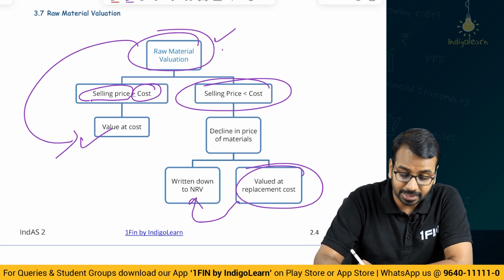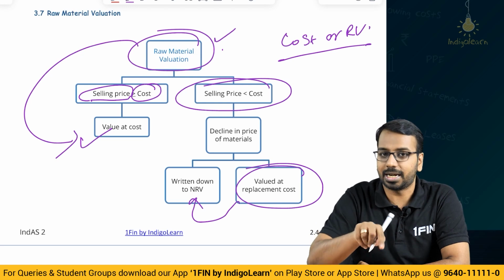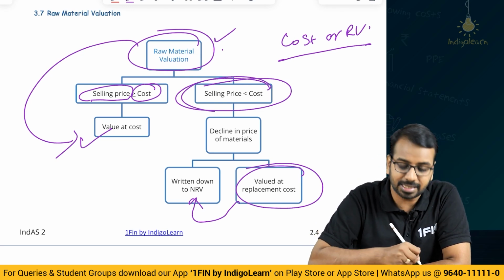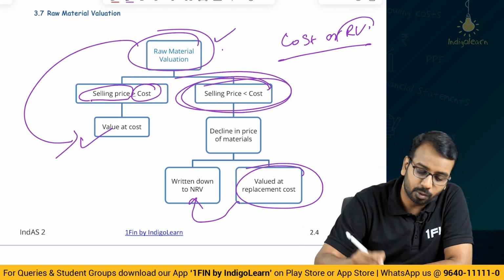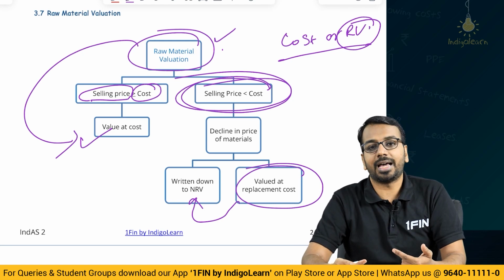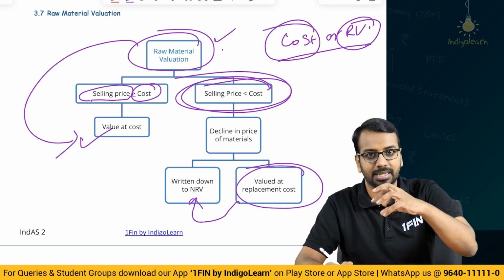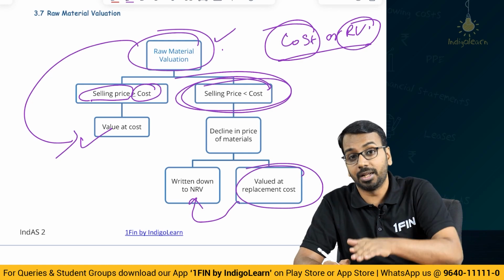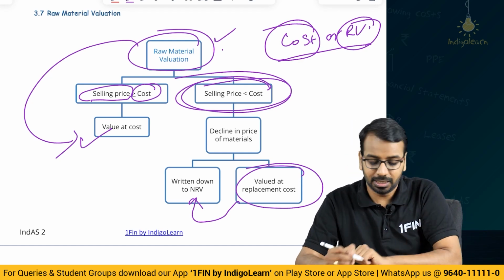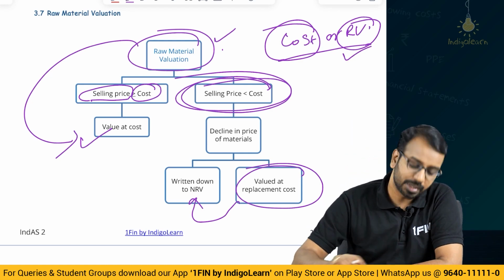Now don't take that it is cost or replacement value, whichever is lower, not that way. If the selling price is less than cost, then you will write it down to replacement value. Now this replacement value, if it is greater than cost, then you will always value at cost only. So basically, only if the raw material prices have fallen and also the finished goods prices have fallen, then you will value it at replacement value.